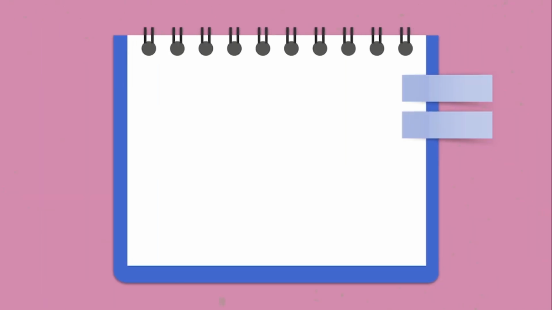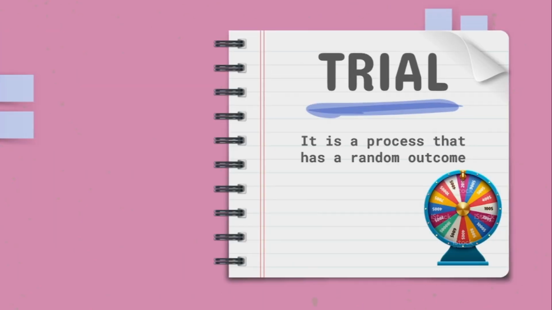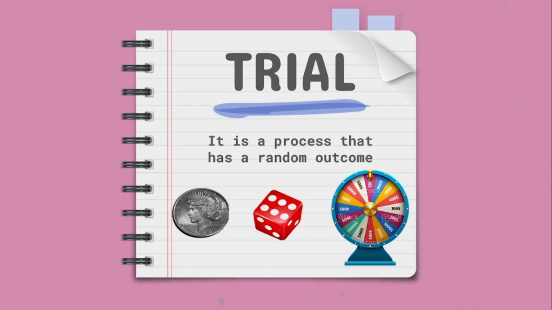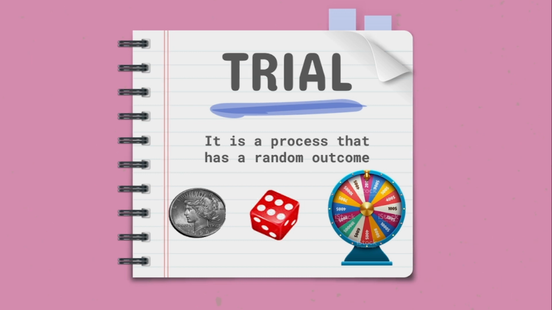And since for a dice all 6 numbers have the same probability, each number should come up about as often as the others. The more trials you get, the closer your results will be to the expected probabilities. Well, a trial, which is also an experiment, is a process that has a random outcome, like tossing a coin, rolling a dice, or spinning a spinner. And the outcome of a trial is what happens in that particular trial.